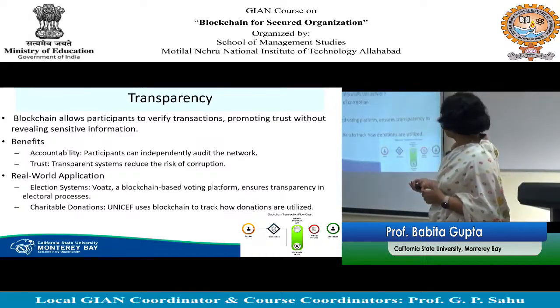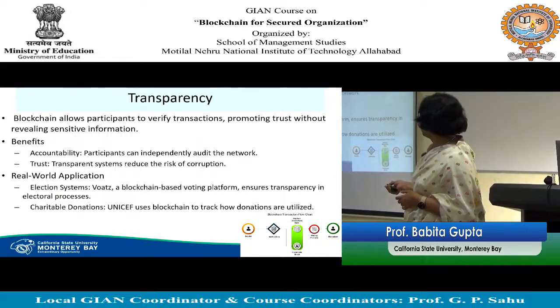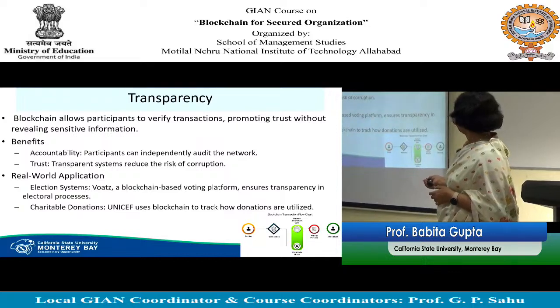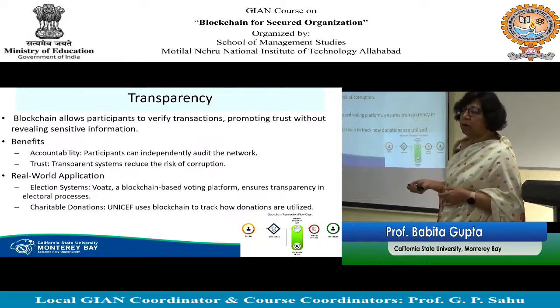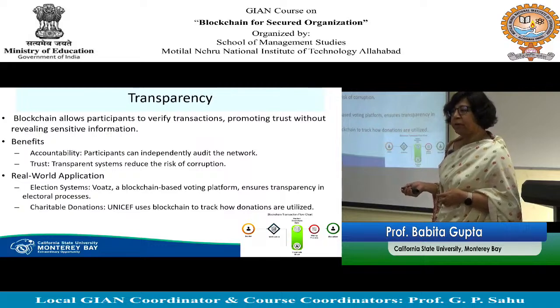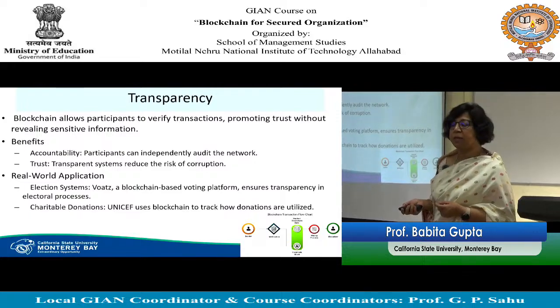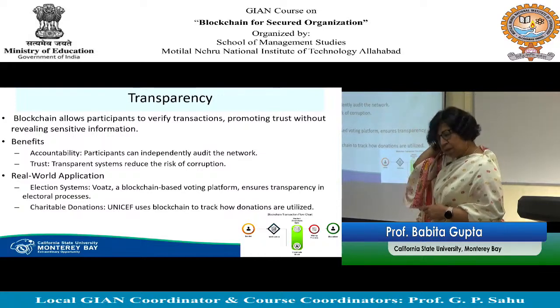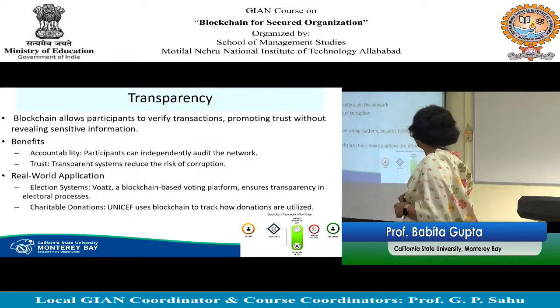In real world application, they're designing these systems. For example, Votes is a blockchain based voting platform that ensures transparency in electoral processes. So whether or not the governments adopt it, of course, remains to be seen. But we talked about Estonia, for example, one of the small countries in the far east of the Europe region.